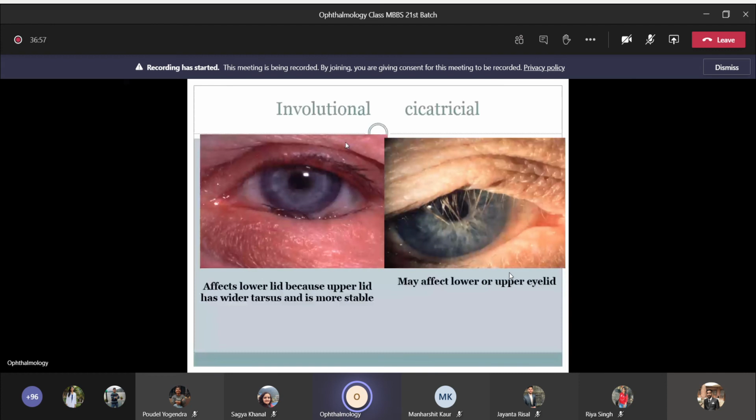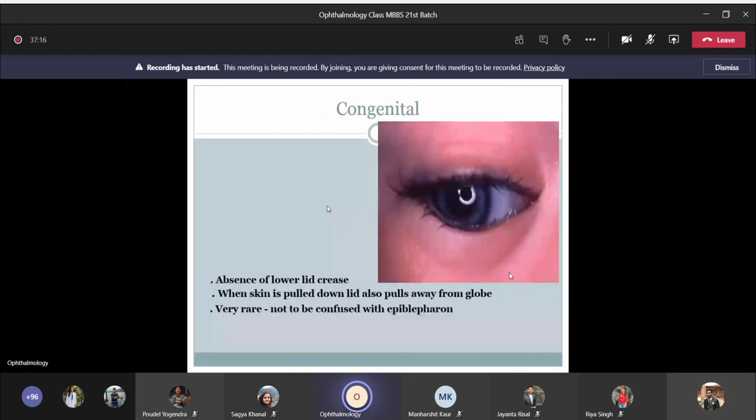So this is the involutional entropion. And cicatricial means it may affect lower or upper eyelid because the most common cause for cicatricial entropion is trachoma. And in this congenital entropion, there's absence of lower lid crease. When skin is pulled down, lid also pulls away from the globe. And it's very rare, not to be confused with epiblepharon.